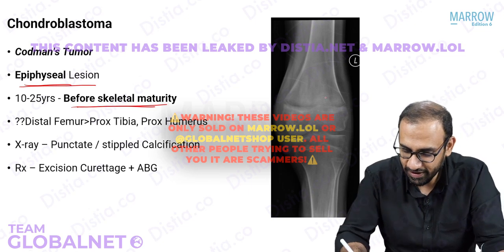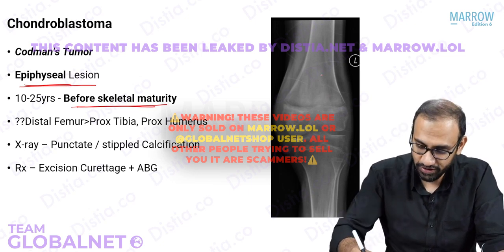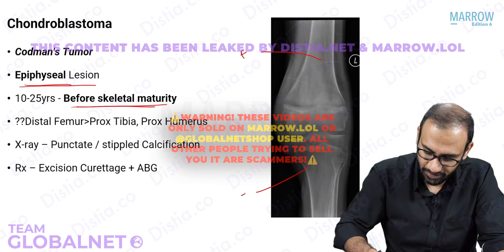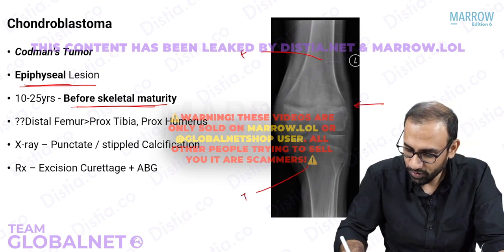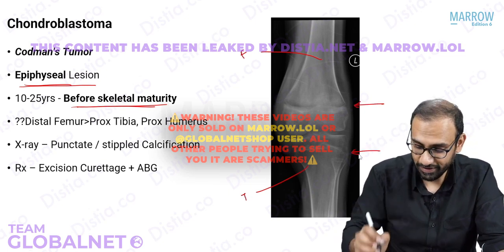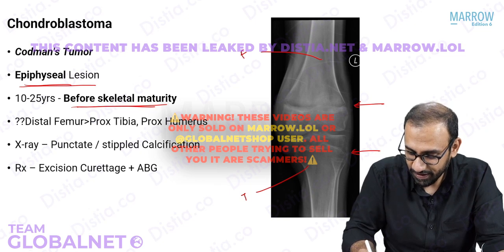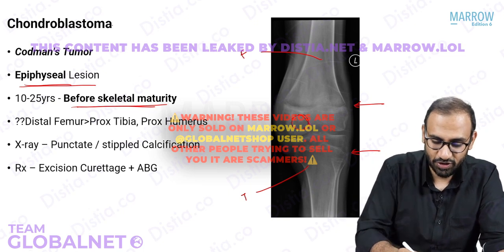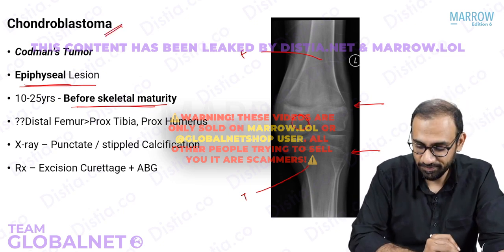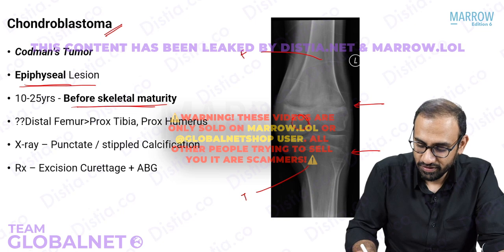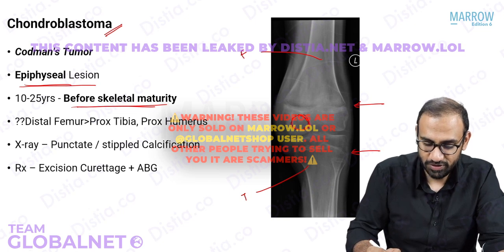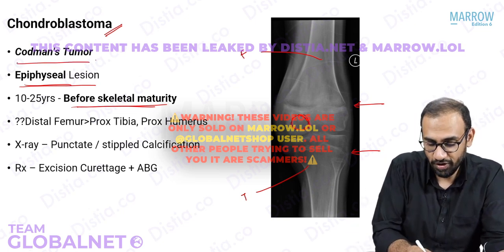So look at this X-ray clearly. This is an X-ray of the knee joint, femur, tibia. Growth plate is open or closed? Open, right? And there is a lesion here in the epiphysis of the distal femur. Lucent lesion. What is it? It is your chondroblastoma. The gentleman who described chondroblastoma was Codman, so we also call it Codman's tumor.